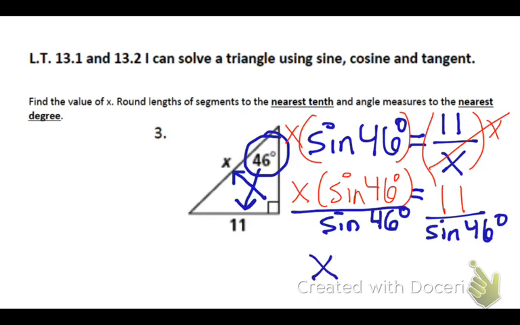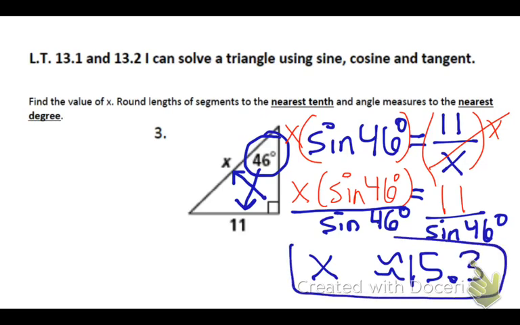And then that is just something we type into the calculator. I usually do alpha y equals because I want it to look like a perfect fraction, but either way you just do 11 divided by sine 46, and I got about 15 point, it says we're supposed to round to the nearest tenth, so that would be 15.3. It's 15.29, so to the nearest tenth is 15.3.